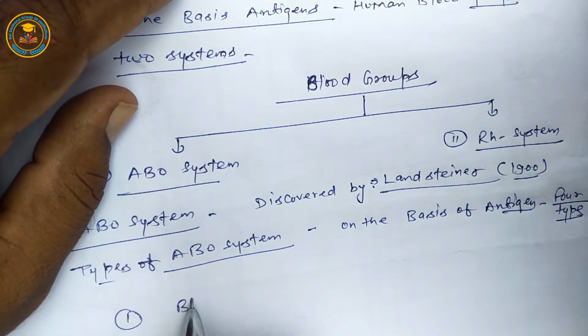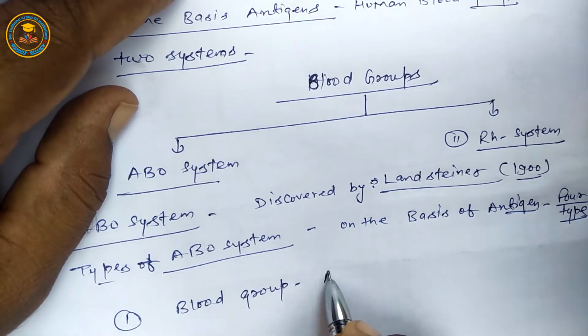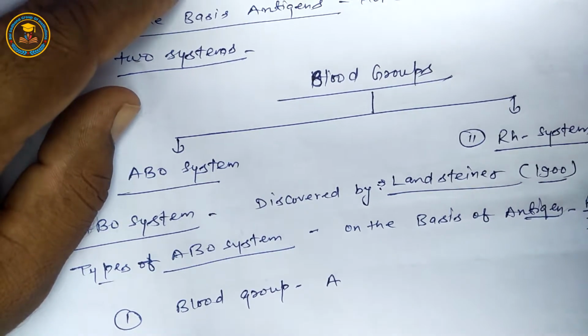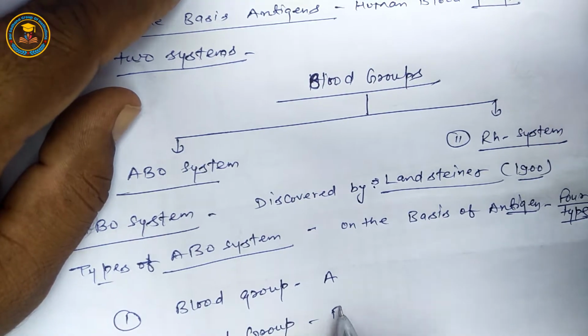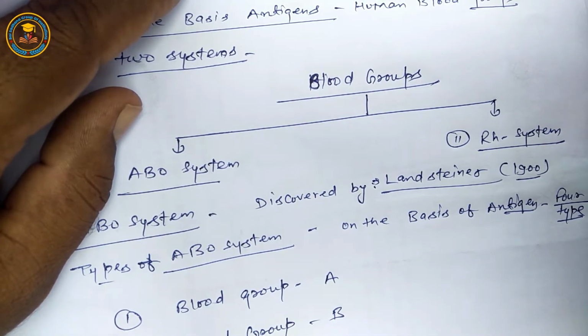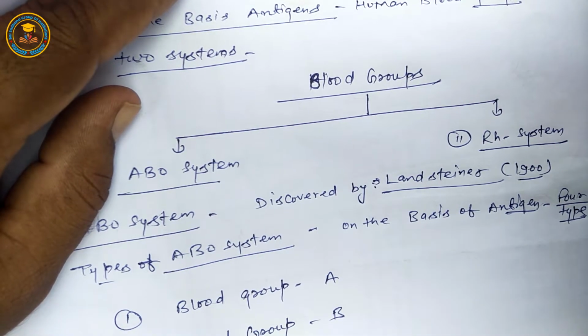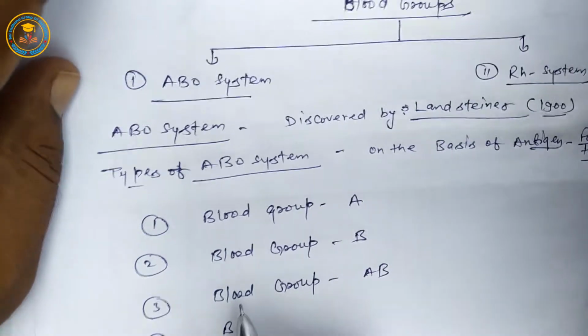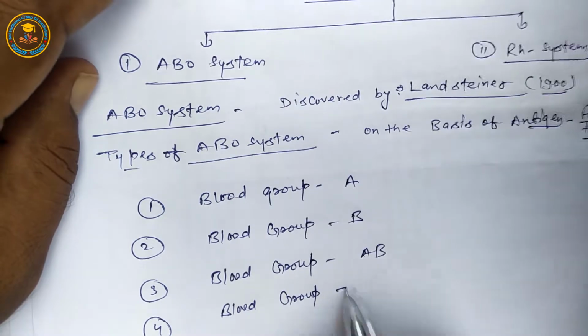First is blood group A, second is blood group B, third is blood group AB, and fourth is blood group O.